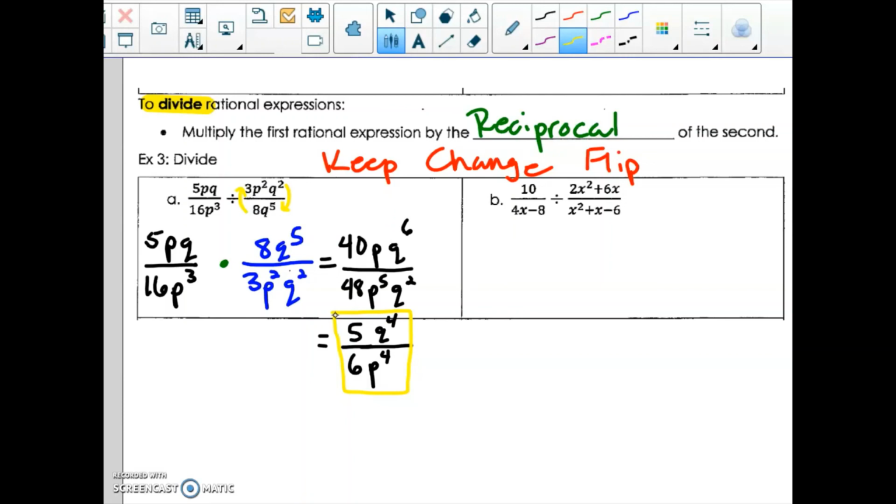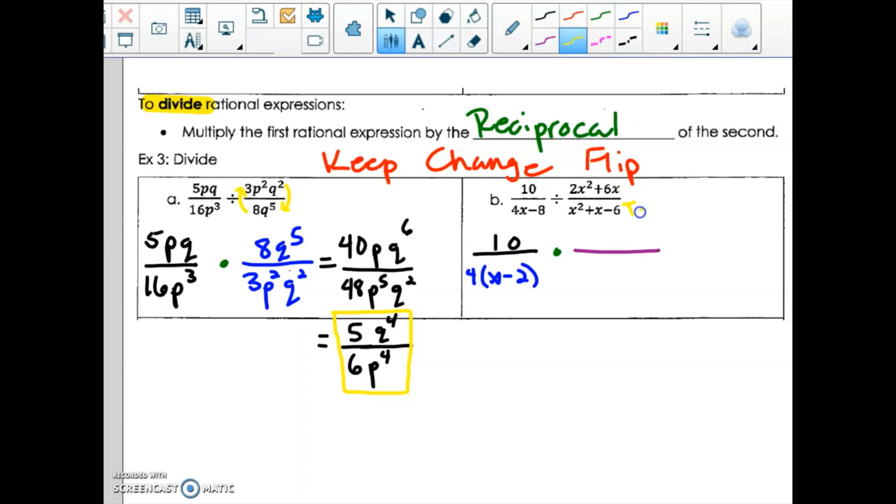We get to the B problem. Remember that we need to factor. We've got to factor any binomials, trinomials that exist. So as we keep, change, flip, we need to factor this problem. So there's 4 as a GCF, x minus 2. We need to change this to a multiplication problem and flip the second fraction. So I'm going to flip and factor at the same time.